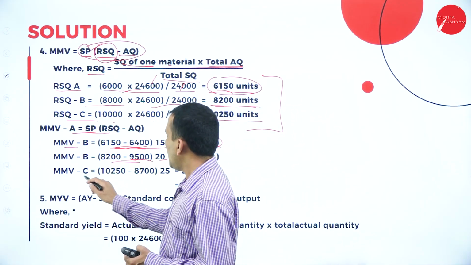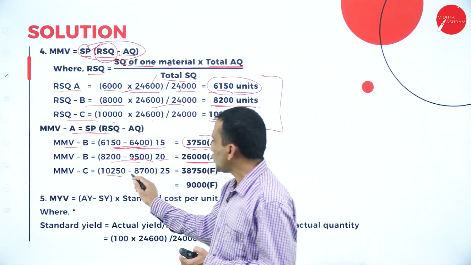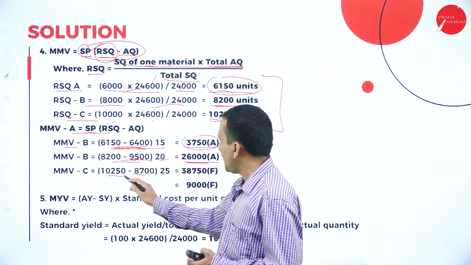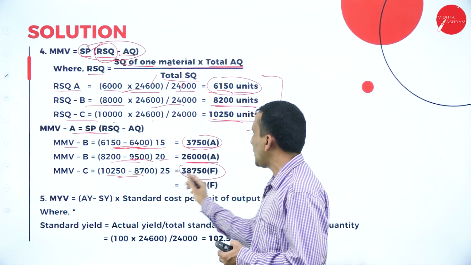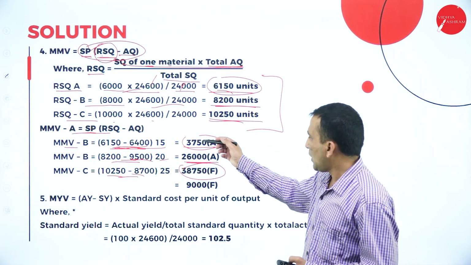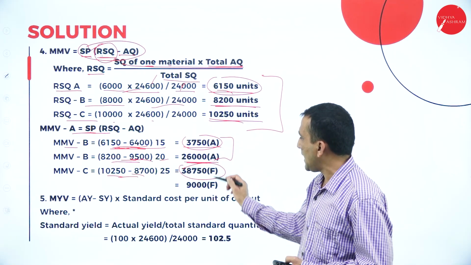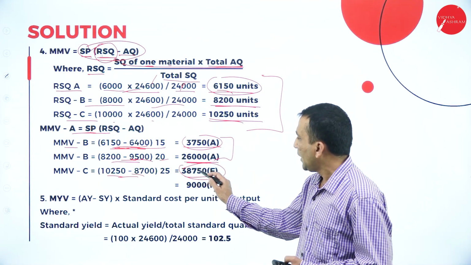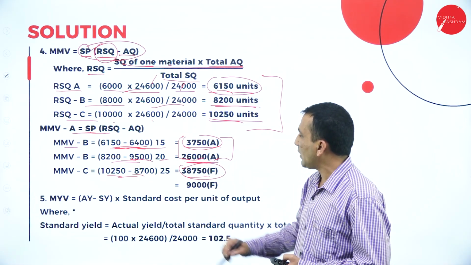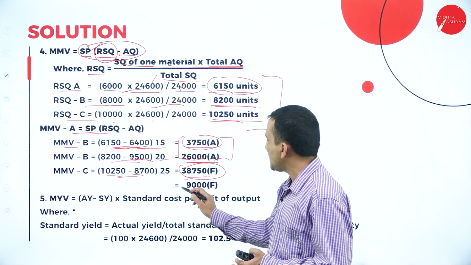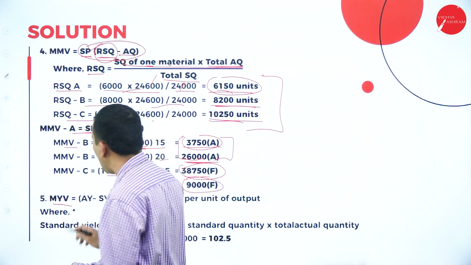So moving to the material C revised quantity 10,250 units minus actual quantity 8,700. If you subtract, the positive result we are getting. So if you multiply, obviously your answer is also favorable. Okay, so after adjusting, here there are two adverse, only one favorable. Because we are getting here 38,750 compared to the adverse, if you take together, the favorable result is more. So after adjusting we are getting 9,000, which is favorable. Okay, so moving to the material yield variance.